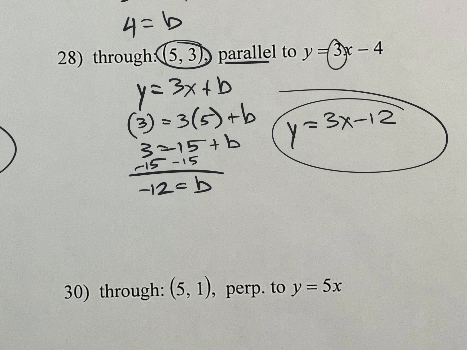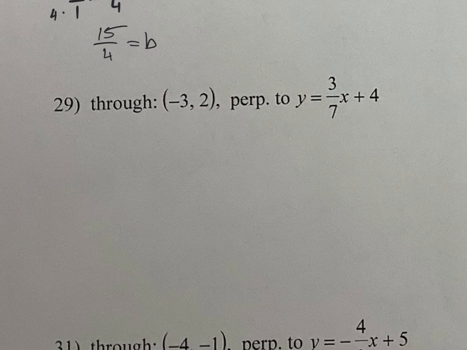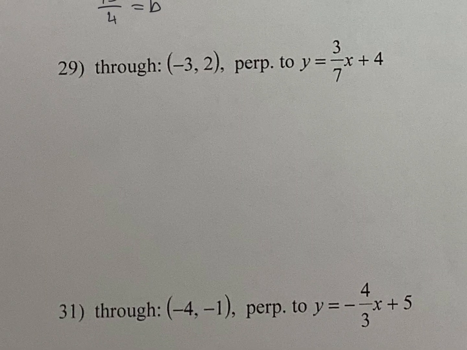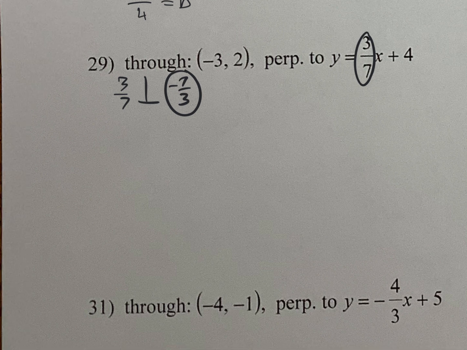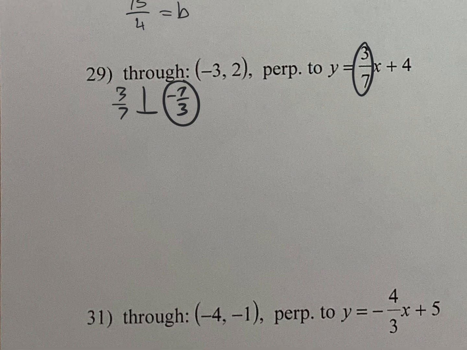Okay, now we're going to go to the perpendicular lines, which at this point shouldn't be a big deal to you. So just to make sure, 3/7 is the slope of that line. So 3/7, what's the perpendicular slope, everybody? What is it? -7/3. So that's what we want to use. And then do the process again. Everybody, go ahead and do that. Okay? So start the equation. Y equals -7/3 x plus b.